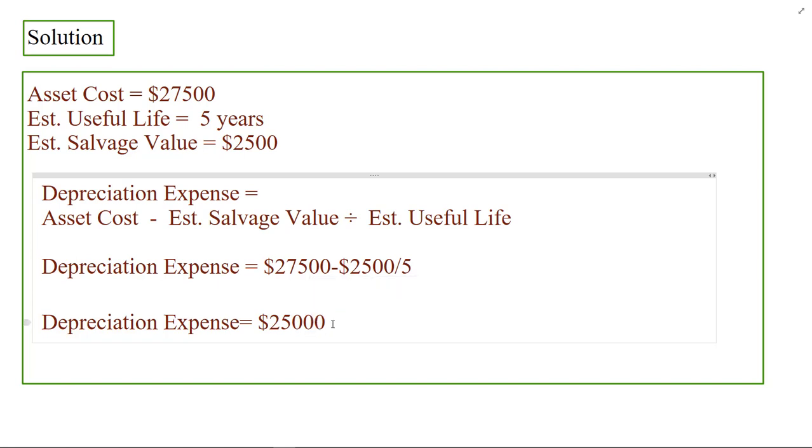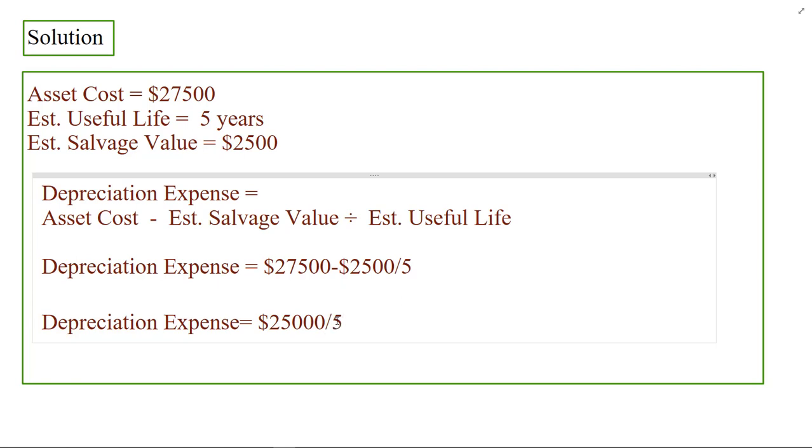Now students may ask why depreciation is not counted on the basis of this 27,500. Because in this 27,500, 2,500 is fixed. This will be the value of the asset after 1 year, after 2 years, after 5 years. But this 25,000 is going to be depreciated, which is called depreciable base. If someone asks you what is depreciable base, you should say asset cost minus estimated salvage value, that is the depreciable base or depreciable cost.